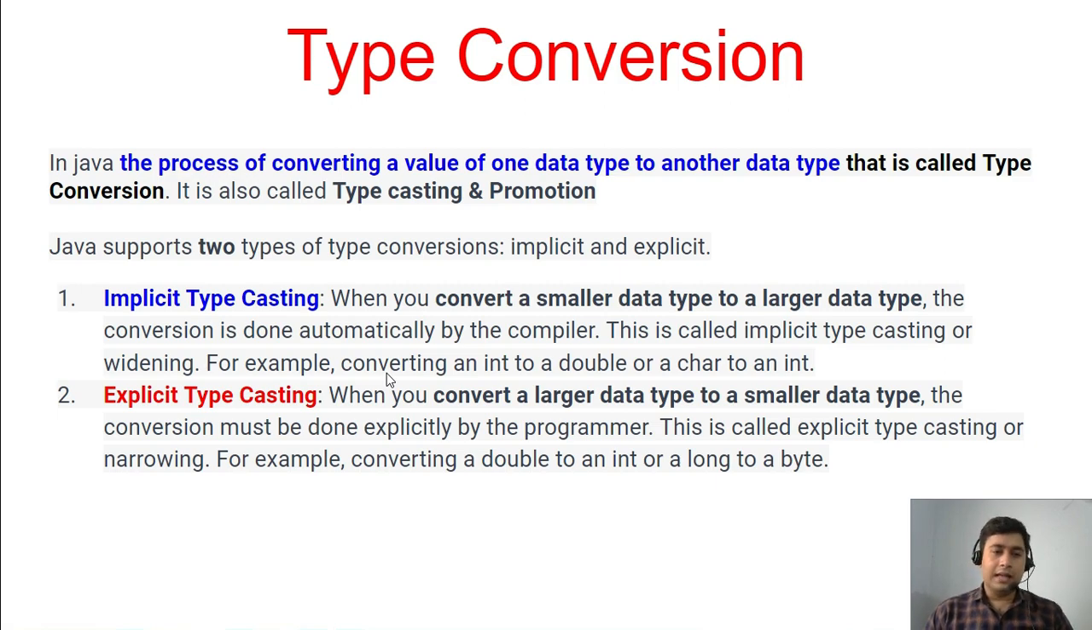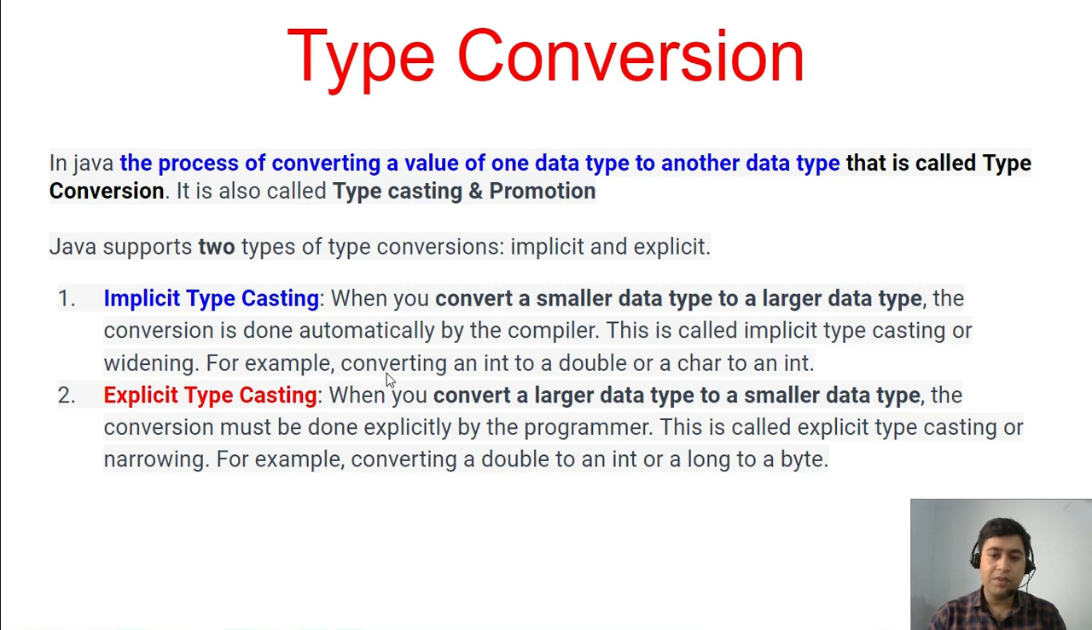Okay, next, Java supports two types of type conversion, which are implicit type conversion and explicit type conversion. So what is implicit and what is explicit? Any difference between them? Implicit means the conversion which is possible without losing data, and explicit means the conversion which is possible forcefully, even if data will be lost.